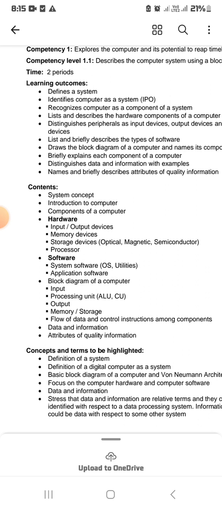If you want, you can comment your answers in the comment box. The first question was, what is a system? A system is a combination of components that work together to fulfill a task. Second one, identify the computer as a system. When we give data or information to the computer, it is processed, and after processing we get the output. Using that we can identify the computer as a system, by the IPO method.